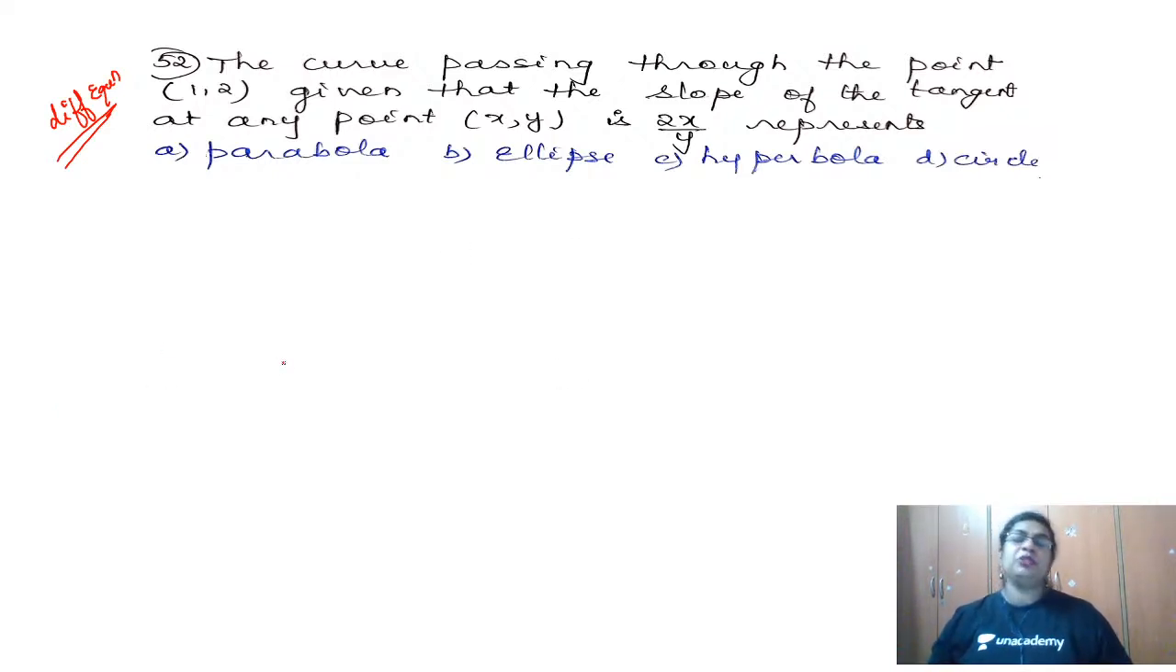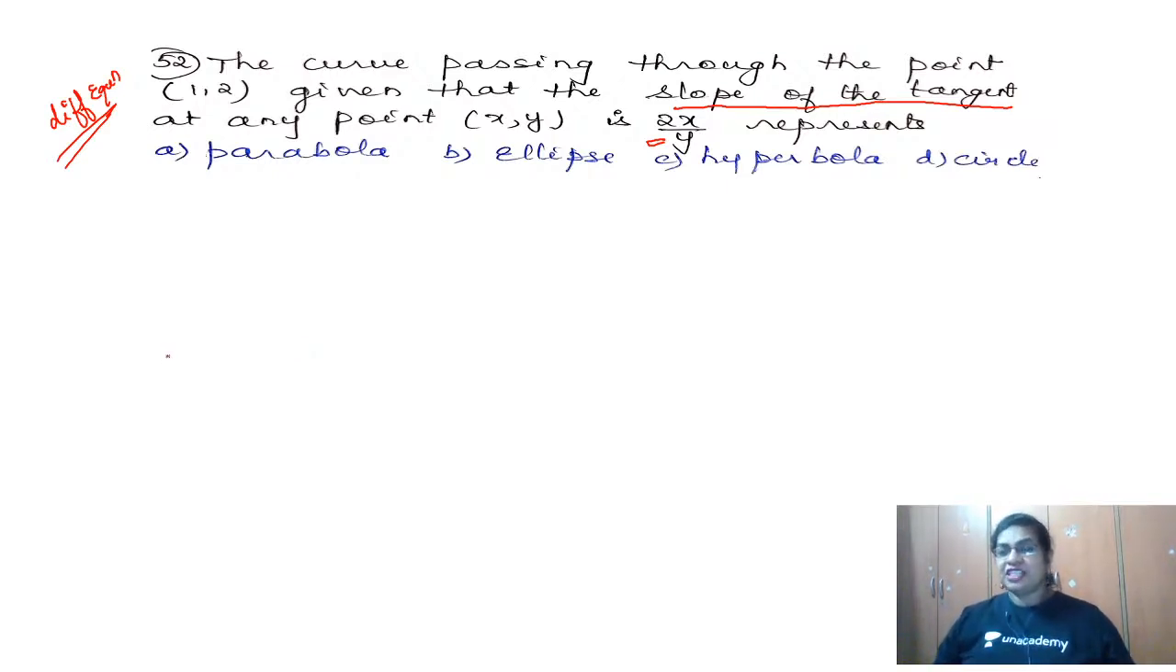Now we'll see how you are able to understand this. What is given? The curve passing through the point (1, 2), given that the slope of the tangent. When you see the words slope of the tangent, something should come to your mind. The slope of the tangent at any point (x, y) is given as 2x by y. They've not only given us the slope of the tangent, they've asked us what that curve is. That curve forms which figure: a parabola, an ellipse, a hyperbola or a circle.